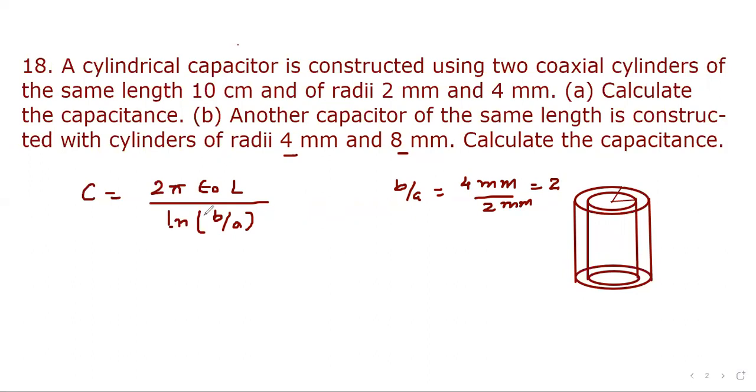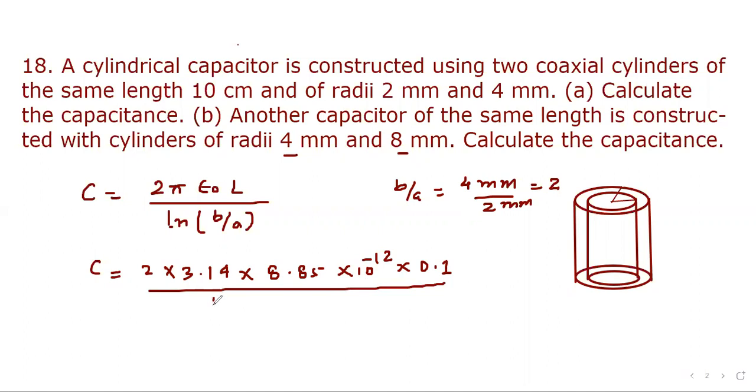So let's evaluate the first case. C will be equal to 2 pi, pi is 3.14, into 8.85 into 10 to the power minus 12, into length 10 centimeter, that is 0.1, divided by natural log of 2. And natural log ln2 is equal to 0.6932.